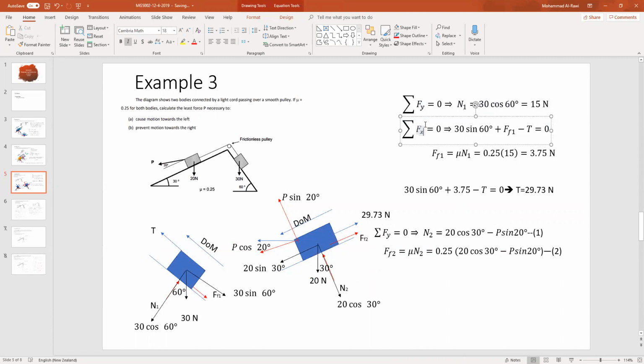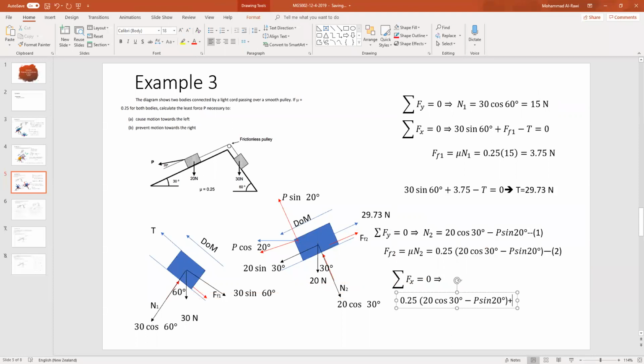Now, algebraic summation of forces in the x direction. So what do you have in the x direction? 30 sine 60 degrees. We change all of this. We don't need it. Now we start a new equation. So what we have in the x? You have friction force and the tension. Friction force, we bring all this together. That's how it works. I know what we did in the class was a bit complicated, but that's how it works. So that's the friction force.